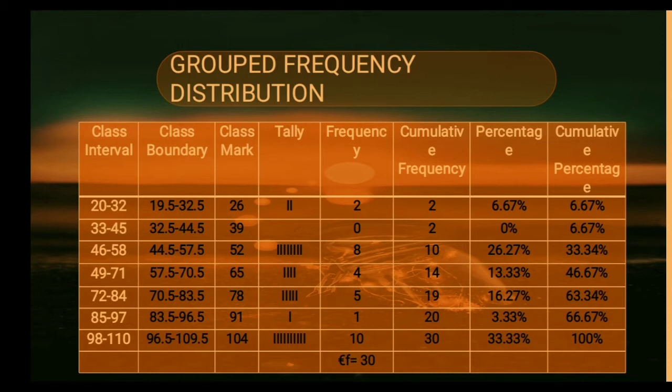Next, add the first number to the second number in the frequency to get the second number in the cumulative frequency. Do the same thing to the rest of the remaining numbers. To make sure that the answer is correct, the sum of the frequency must be the last number in the cumulative frequency.